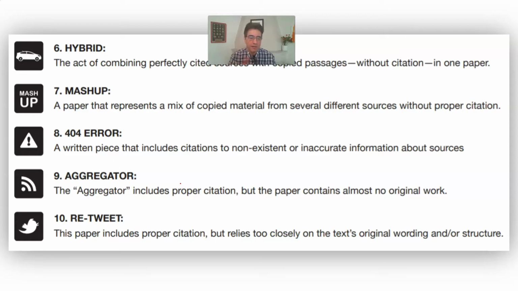So all of these are basically the same thing, which is when you take someone else's words or someone else's ideas and pass them off as your own through a number of ways of not citing or not indicating that you're talking about someone else's work.